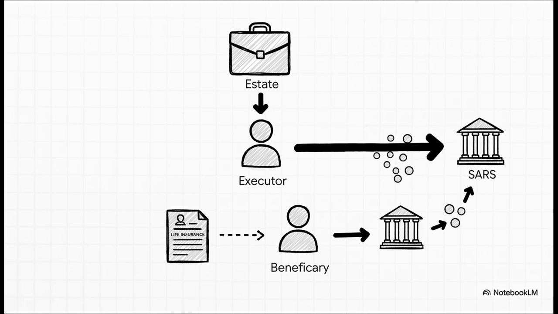So who actually writes the check to SARS? Well, the executor is the one responsible for making the payment. But, and this is a big but, the money doesn't always come from the estate's main pot of cash. Remember that life insurance policy we talked about that pays directly to a beneficiary? The tax portion for that asset is actually recovered from the person who received the money. That's a key detail that helps avoid some nasty surprises down the line.